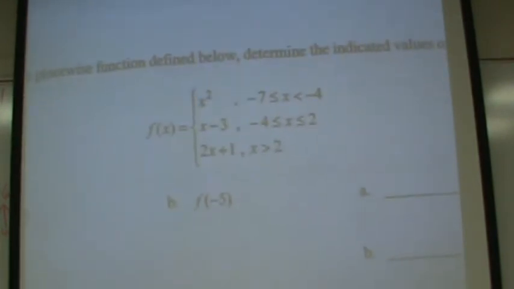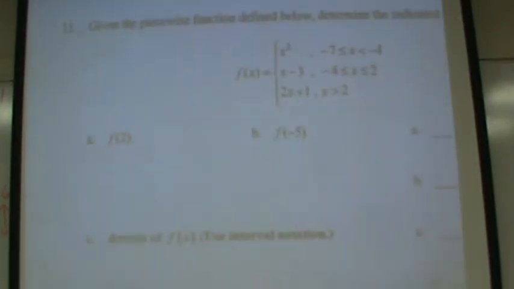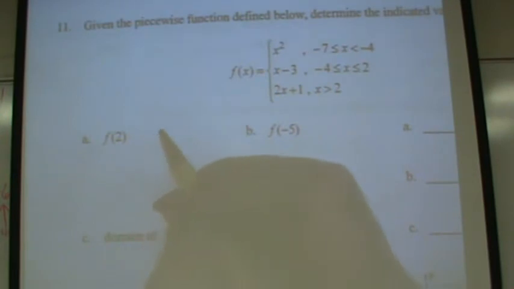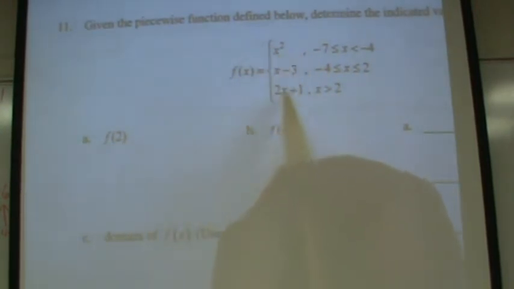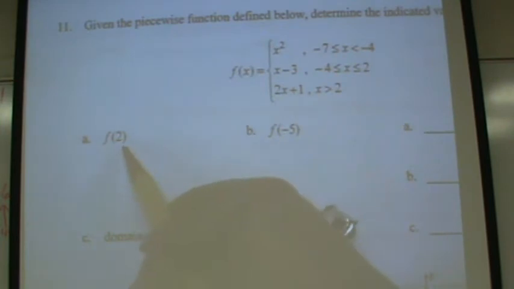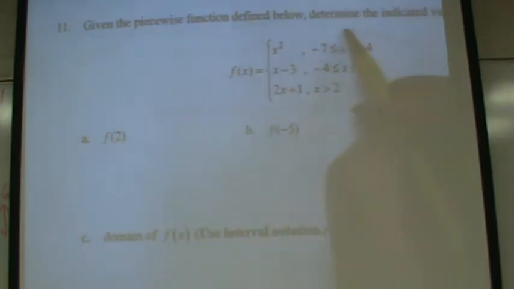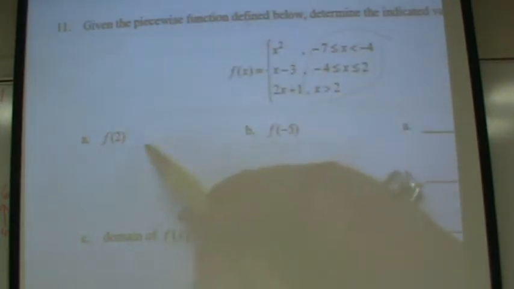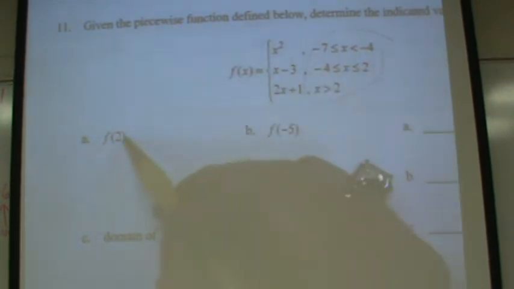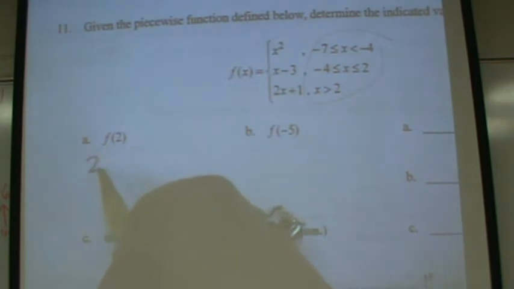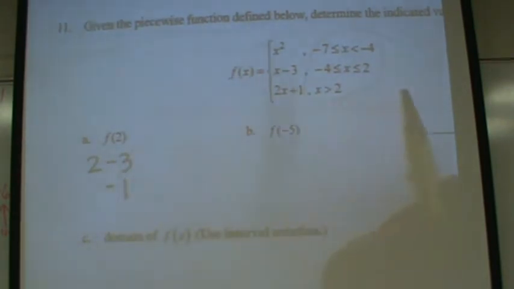Number 11. These are called piecewise functions. If you're going to just evaluate for a certain number, how do you know which piece you put 2 in? It's got to go in one of these 3. Well, you look at the restriction for each one. Where does 2 fall? 2 is in this category right here. So you would plug 2 in here. 2 minus 3 is negative 1. That's your answer.